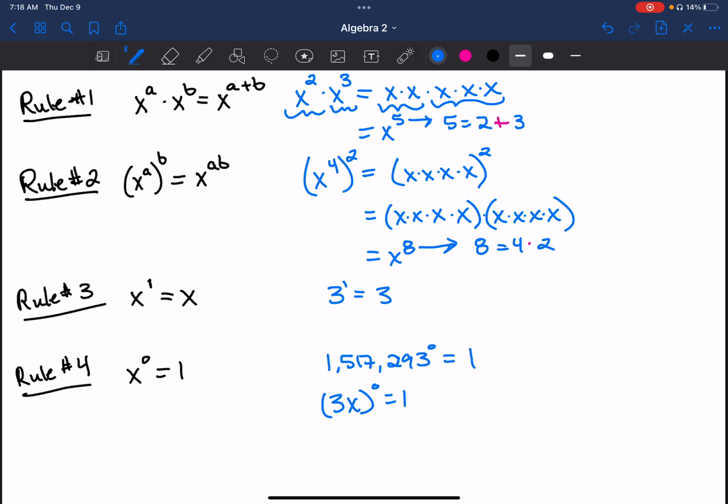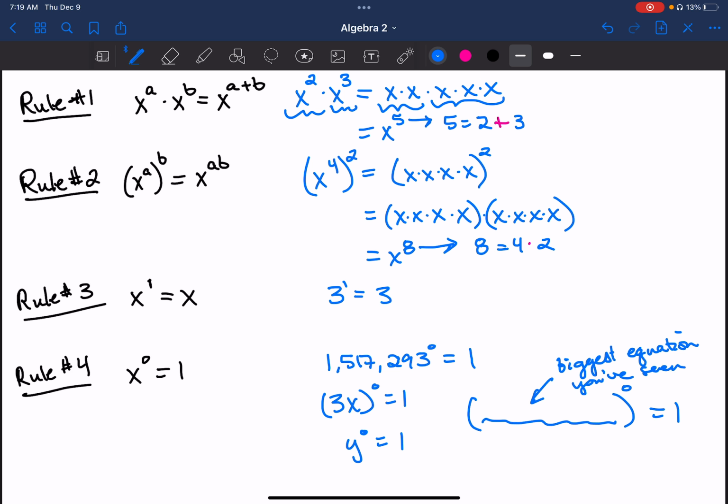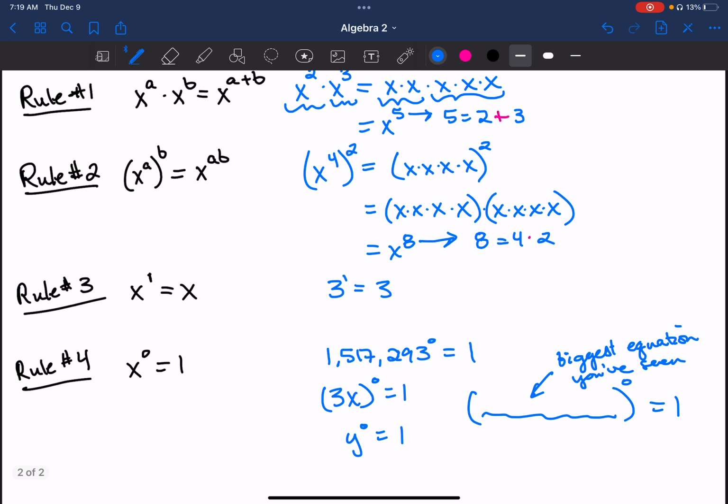3x to the 0 is 1. Y to the 0 is 1. It doesn't matter what that thing is. You could have some giant statement here, some huge, the biggest math equation you've ever seen in your life, with parentheses around it to the 0, is 1. So that one's easy. I want it to be, something to the 0, 1, you scream it. It's out of you. Okay, got those first 4 rules.